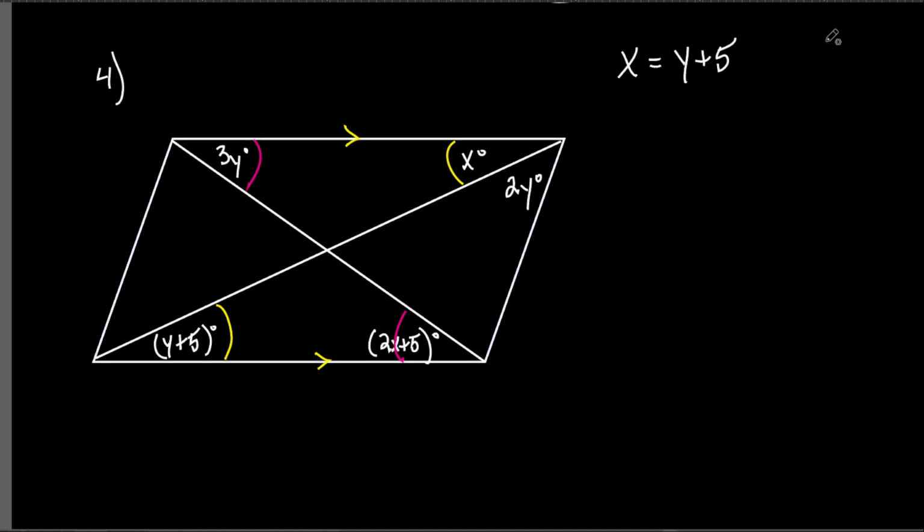So let's write that down. I've got 3y. Tell you what, let's do the x. That doesn't matter. We'll do the y first. 3y equals 2x plus 5.